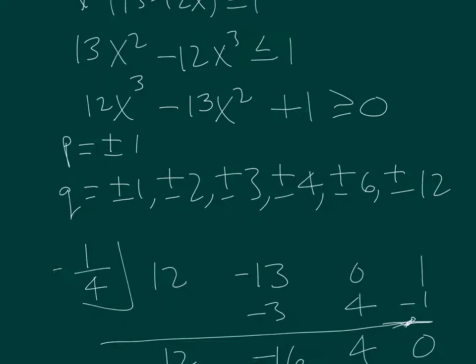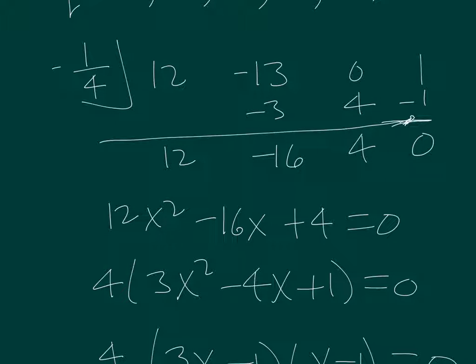So let's begin by trying minus a fourth as a possible root. When we do that, we'll bring down the 12, multiply the minus 1/4 by the 12 and get minus 3, add minus 13 and minus 3 and get minus 16, multiply minus 1/4 by minus 16 and we'll get 4, add that to 0 and we'll have 4, then multiply minus a fourth by 4 and we'll have negative 1, and when we add 1 and negative 1 we get 0, so we know that we've found a root. And we've also found the coefficients for the other factor, which would be 12x squared minus 16x plus 4.